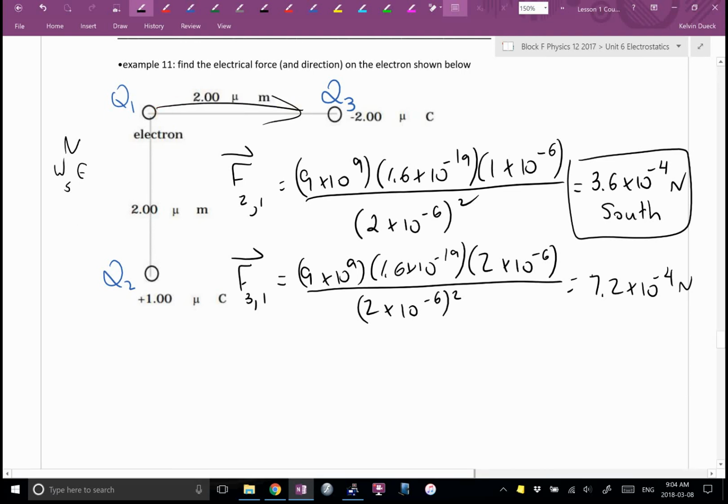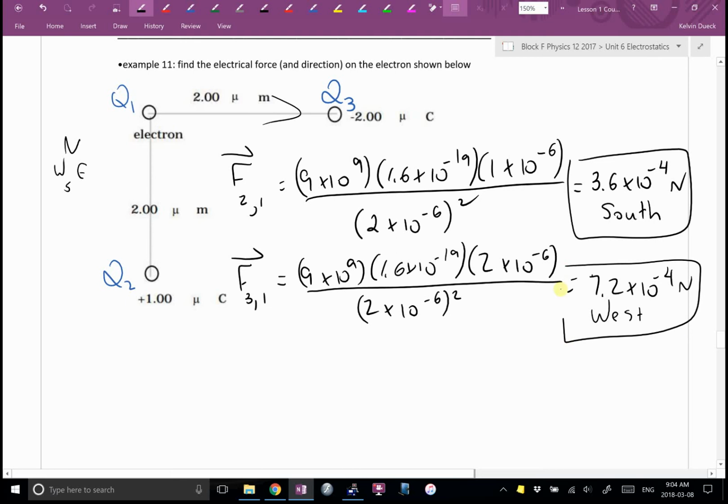Attract toward east or repel away west. Are they like or unlike? Because which of these is actually a negative? Yeah, an electron is negative and this is negative. I think it's going to be to the west. Yes?